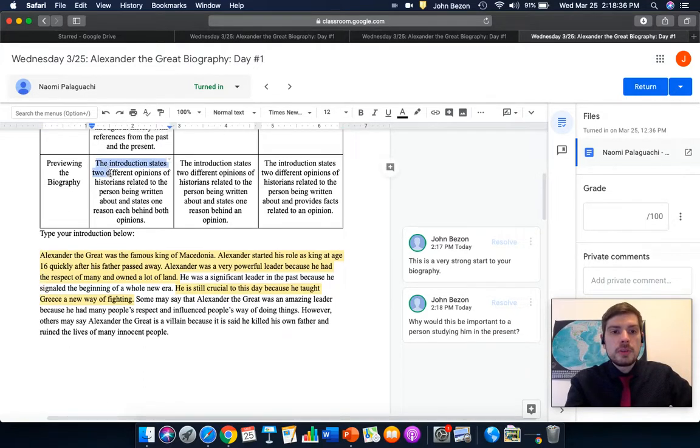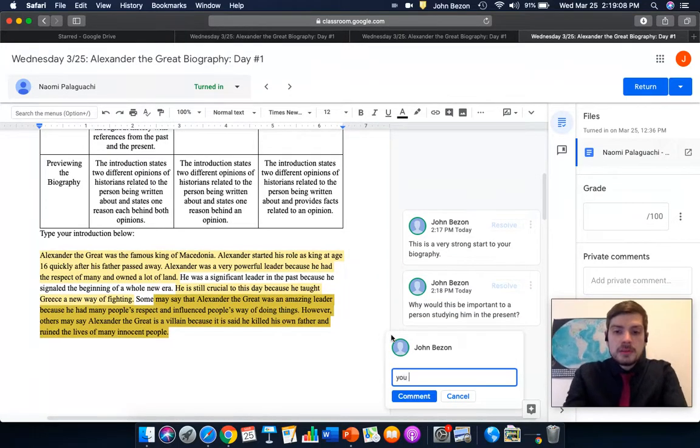She needs to tell me the two different opinions of historians related to the person being written about. For Alexander the Great, she needs to tell me that they believe he was a golden ruler and some believe that he was not a golden ruler, and she needs to give me a reason why for each. Some may say that Alexander the Great was an amazing leader because he had many people's respect and influenced people's way of doing things. However, others may say Alexander the Great is a villain because it is said he killed his own father and ruined the lives of many innocent people. What I'm going to ask Naomi to do here is you need to reference whether or not he is a golden ruler.